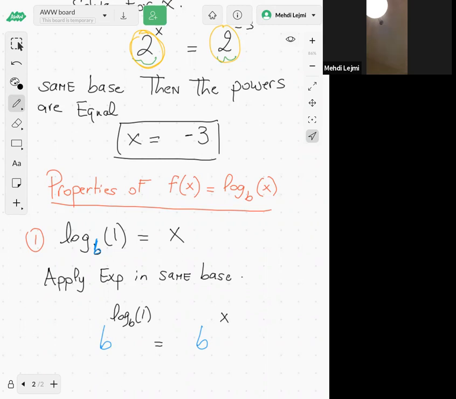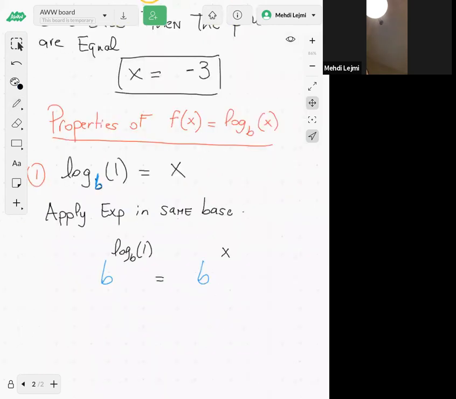So on the left, the exponential in base b and the log in base b cancel out, so we end up with 1, and that will be equal to b to the power x. So for which power x is b to the x equal to 1? Well, there's only one possibility, which is 0, because b to the power 0 is 1.